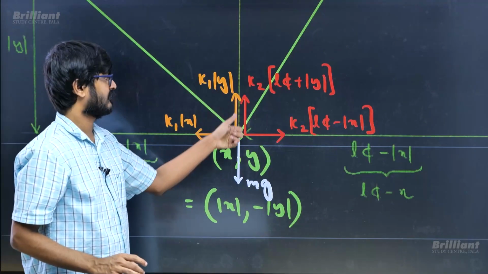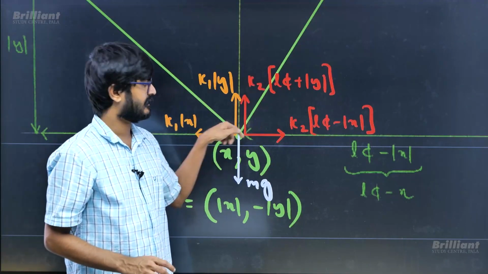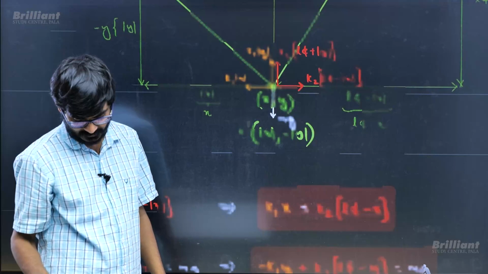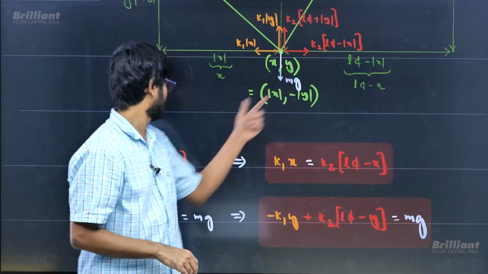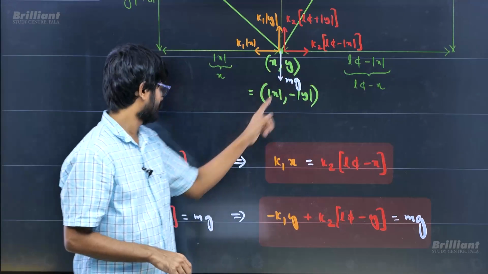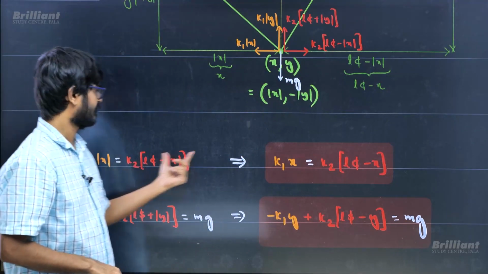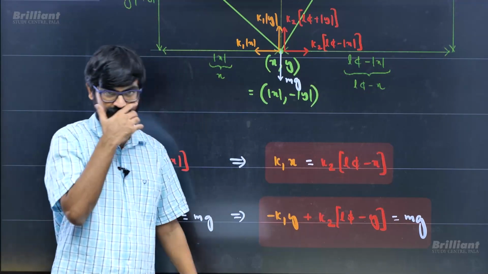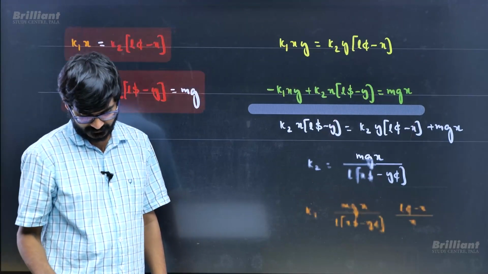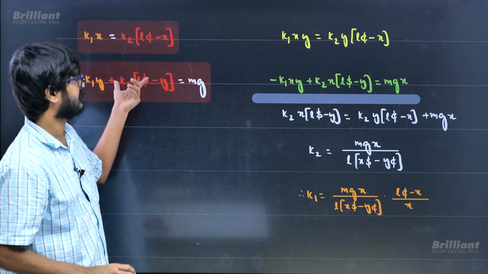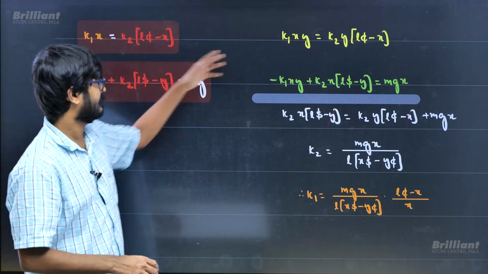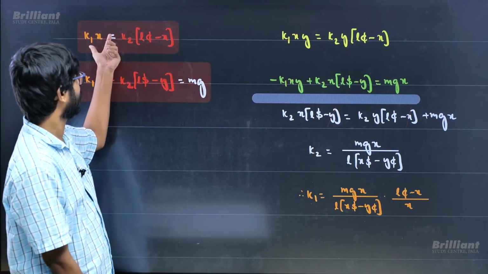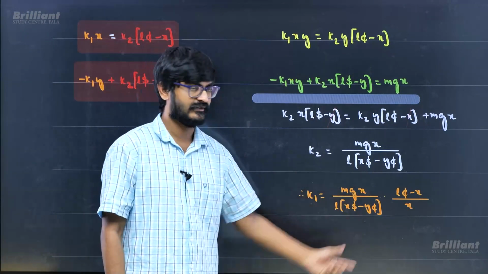So these are the forces: this horizontal component and vertical component, this horizontal component and vertical component, and weight. Net horizontal force is 0 and net vertical force is 0. When you write that and modify it, you will get these two equations. From these two equations you can find K1 and K2. I multiplied with y on both sides, did some calculation and got the K2 value. After I get the K2 value, I can substitute it back and get the K1 value.